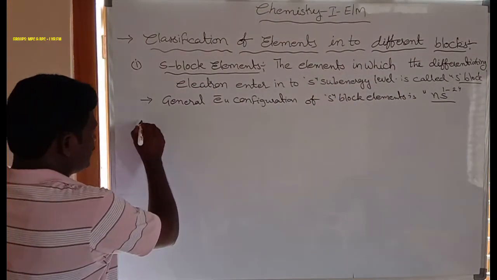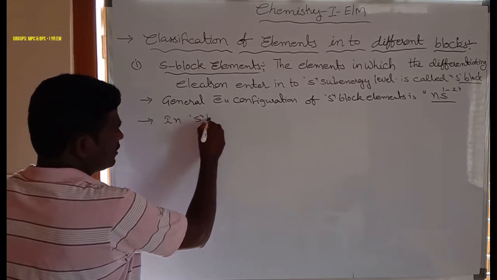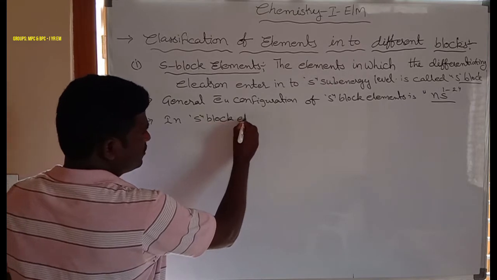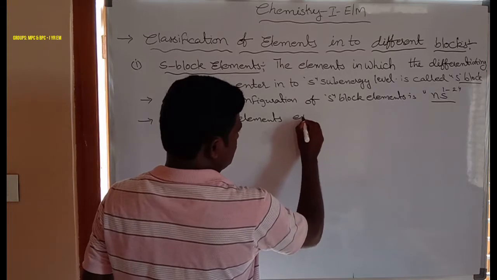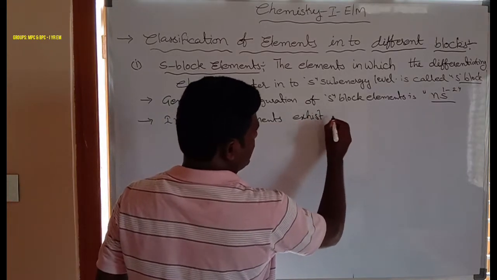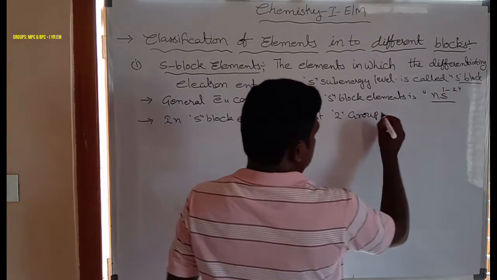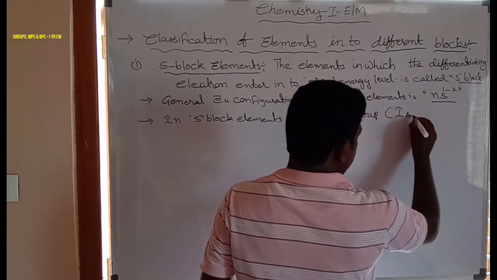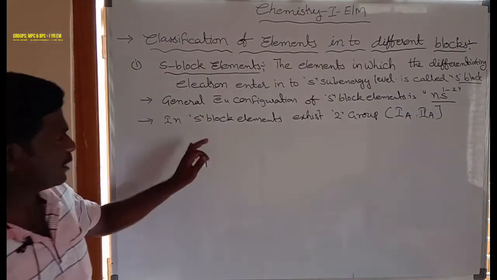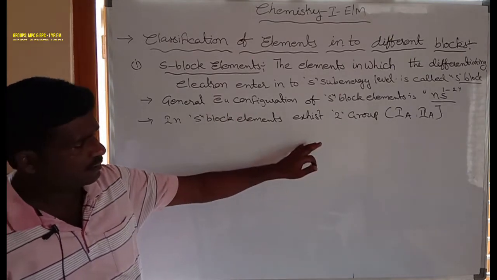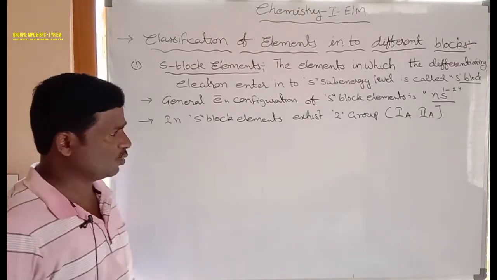Next, the S block elements consist of two groups. Those are the first, group 1A, and the second, group 2A elements.